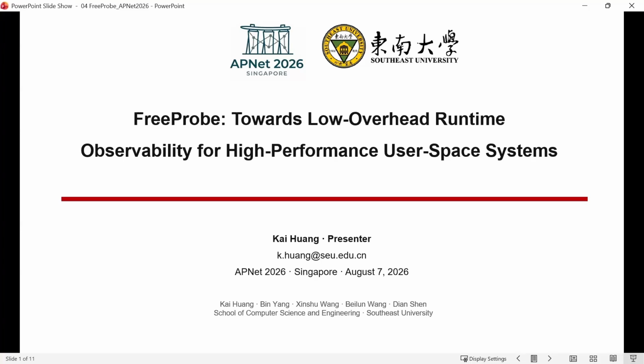Good afternoon. I'm Huang from Southeast University, and today I will present FreeProbe, our approach to low overhead runtime observability for high performance user space systems. The key idea is simple: decide whether to sample before paying the interception cost.